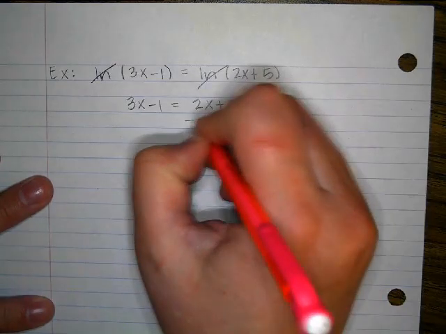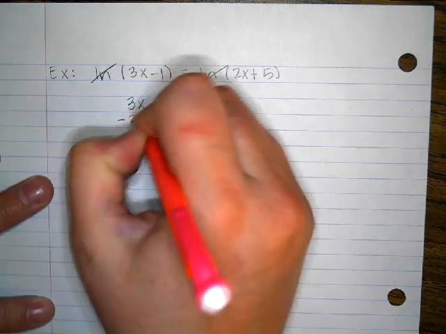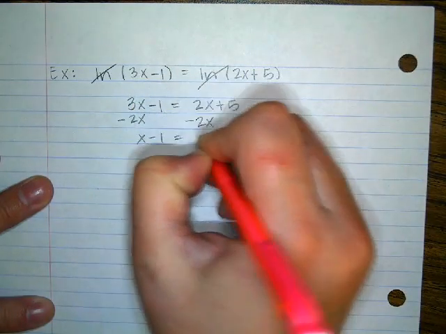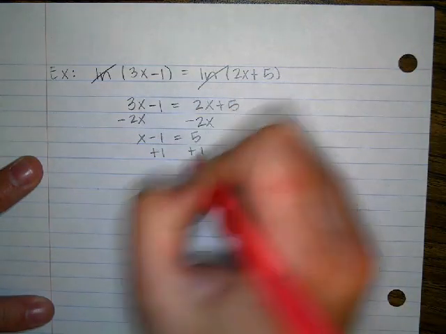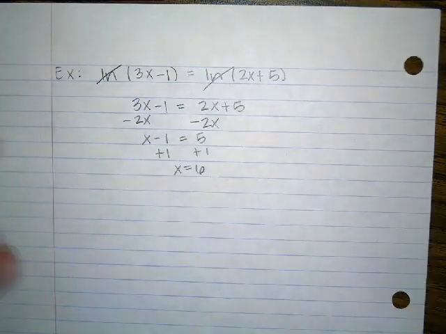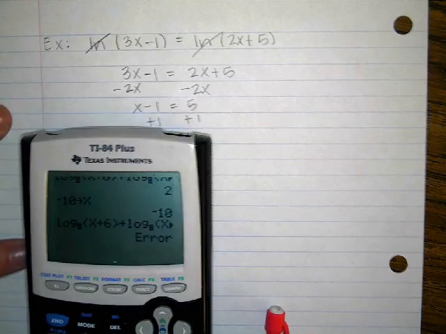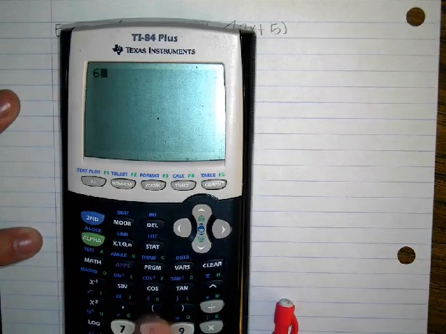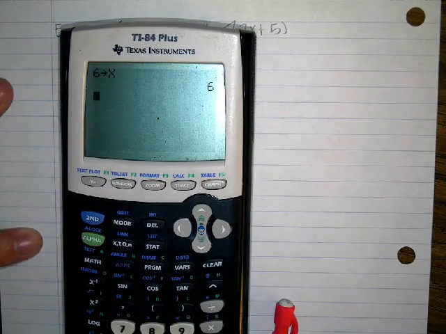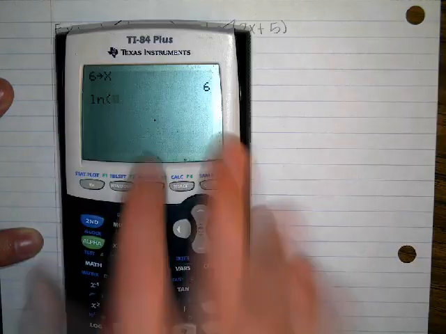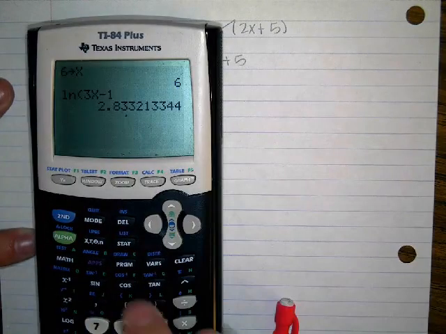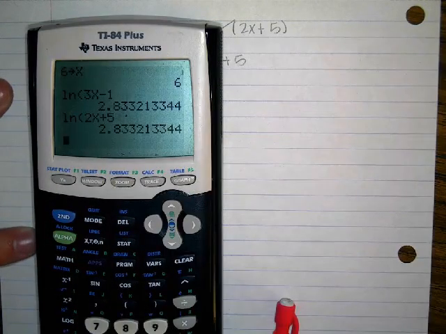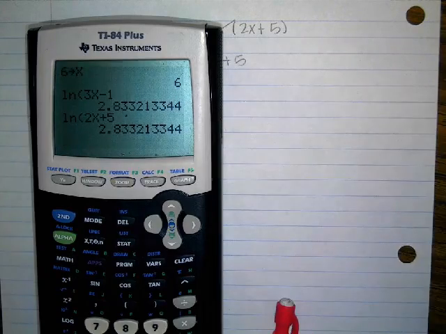We're going to make sure that this answer is a valid one. So we're going to say 6 stored as x. And then I'm going to type it in. ln 3x minus 1. Make sure that's the same decimal as ln of 2x plus 5. My decimals are the same. Got it right. So this is me storing my 6 for my x, and then I typed in ln 3x minus 1, ln 2x plus 5, and I checked my decimals and they're the same.